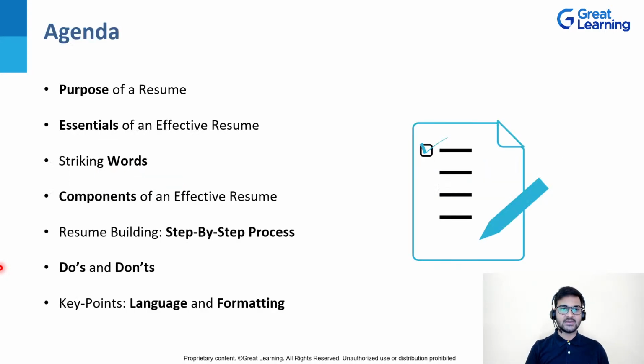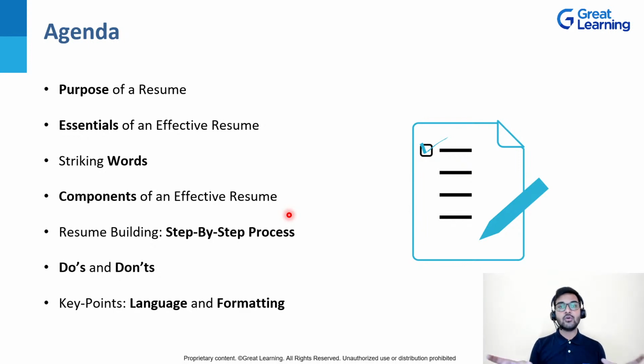So let's get started. As you can see on the screen, we'll be starting with the purpose of a resume, then the essentials of an effective resume, and a few striking words. You can take a screenshot of these striking words, and whenever you are building your resume, you can implement these words. Then the components of an effective resume, what are the different sections? A lot of people do not know whether we need to write our personal information or not, whether we need to write about education, and in what format we can write.